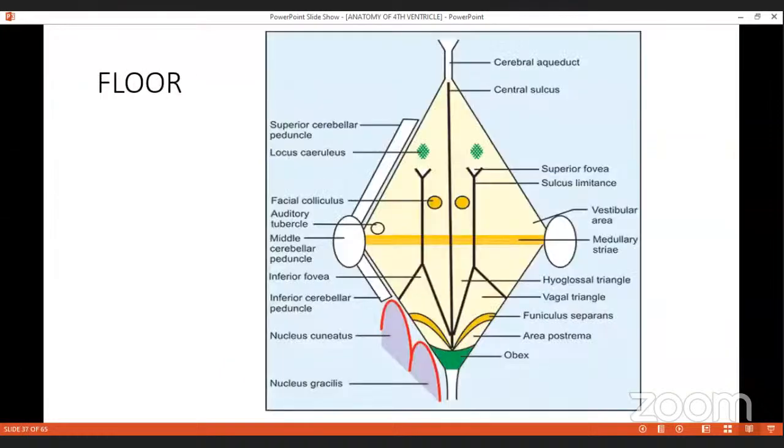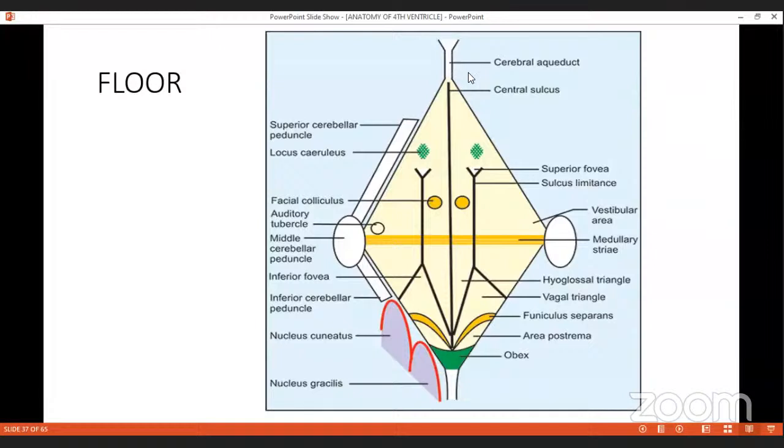Now coming to the floor of the fourth ventricle. The floor of the fourth ventricle is basically the structures of the brainstem, pons and medulla. So the floor, if we see in a diagrammatic representation, is a rhomboid-shaped cavity divided into a superior triangle and an inferior triangle by a midline structure, which is called the stria medullaris or medullary stria. These are basically the white matter fibers passing.